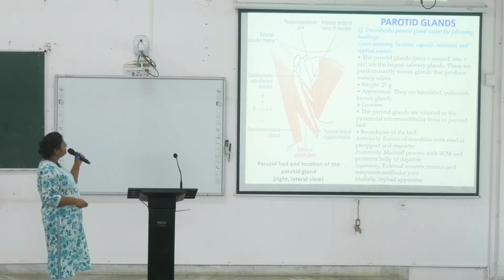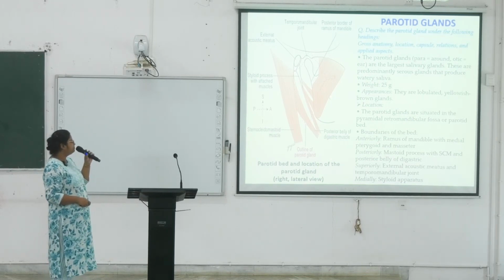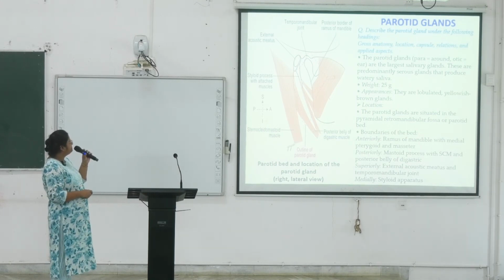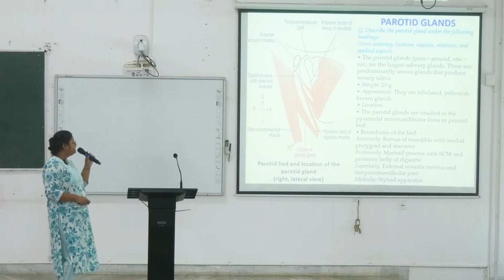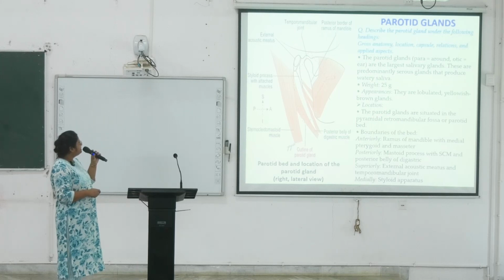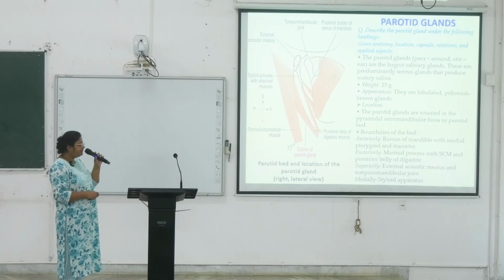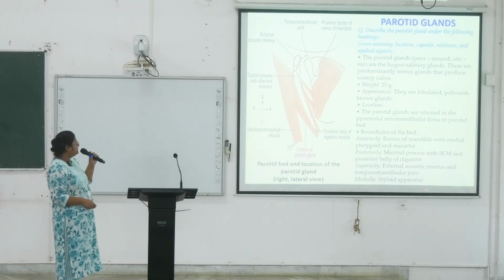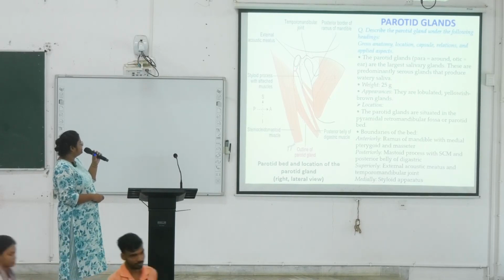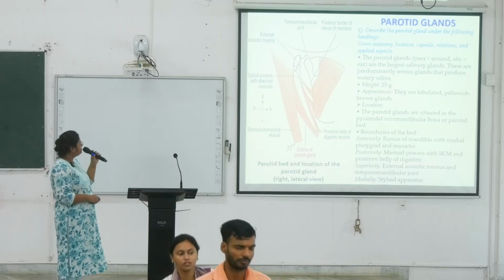Posteriorly, there is the mastoid process with sternocleidomastoid and posterior belly of digastric. Here, posterior to this gland, is the mastoid process, sternocleidomastoid and posterior belly of the digastric. Superiorly, there is the external acoustic meatus and temporomandibular joint. Here is the external acoustic meatus and here is the temporomandibular joint. Medially, there is the styloid process. Here you can see this pointed projection is the styloid process.